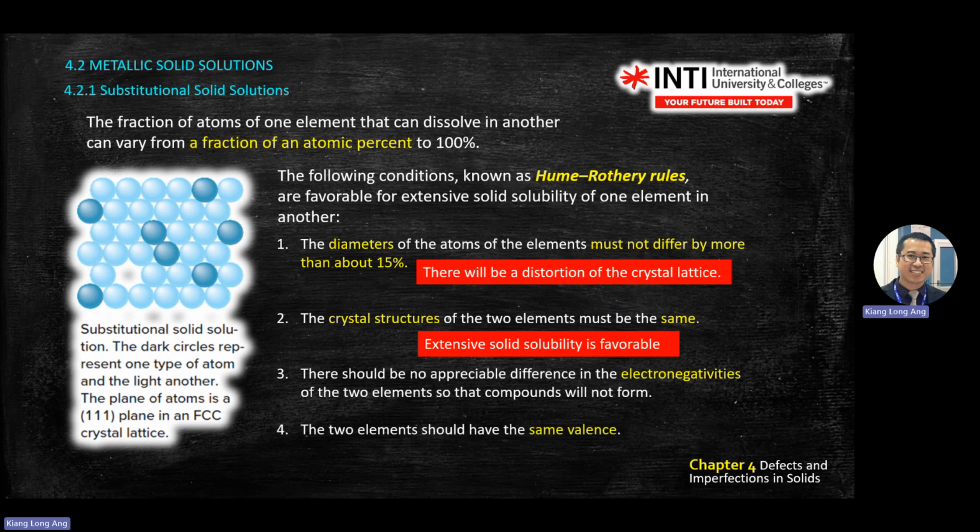Number four is linked with number three, in that they have the same valence. What do I mean by same valence? Same family. Valence means the outside electrons are the same. For example, family 1 all have 1 electron outside, family 2 all have 2 electrons outside. So they have the same energy.